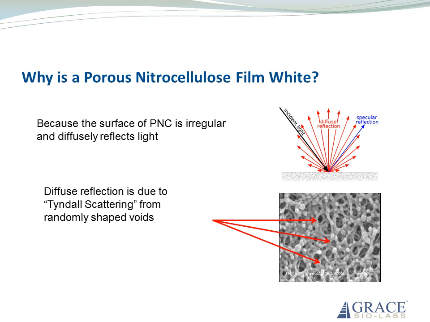Why are PNC films white? Porous nitrocellulose films are white because the film reflects room light in a diffuse pattern known as Tyndall scattering, a process in which light is scattered by randomly shaped features whose size scale is about the same as the wavelength of visible light. It does not matter whether the features are convex, as with tiny particles, or whether the features are concave, as with voids in the film. The outcome is the same.